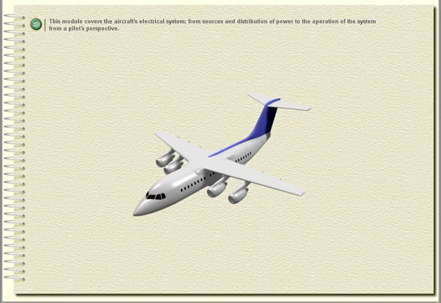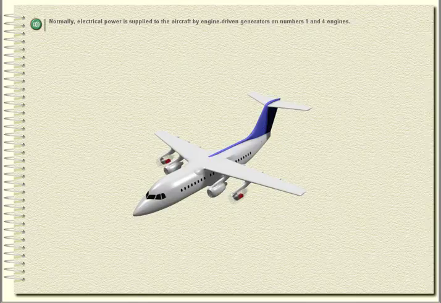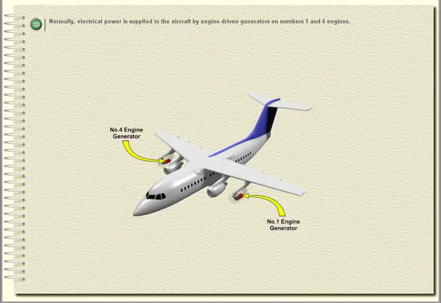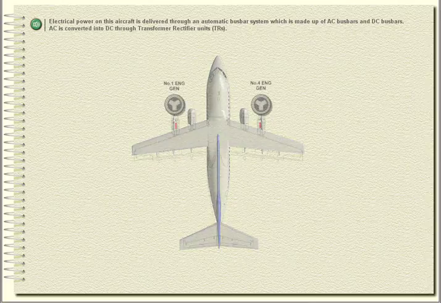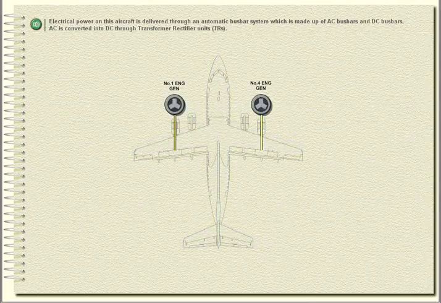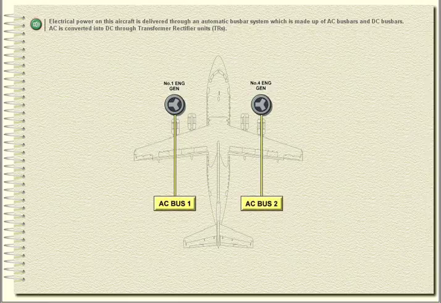This module covers the aircraft's electrical system, from sources and distribution of power to the operation of the system from a pilot's perspective. Normally, electrical power is supplied to the aircraft by engine-driven generators on numbers 1 and 4 engines. Electrical power on this aircraft is delivered through an automatic busbar system, which is made up of AC busbars and DC busbars.